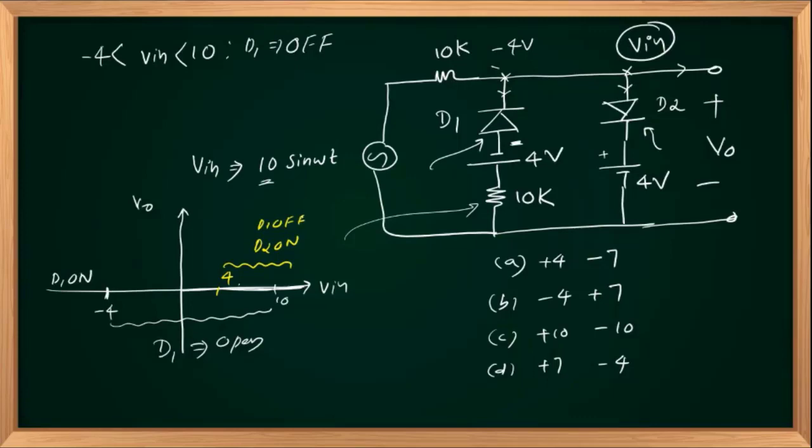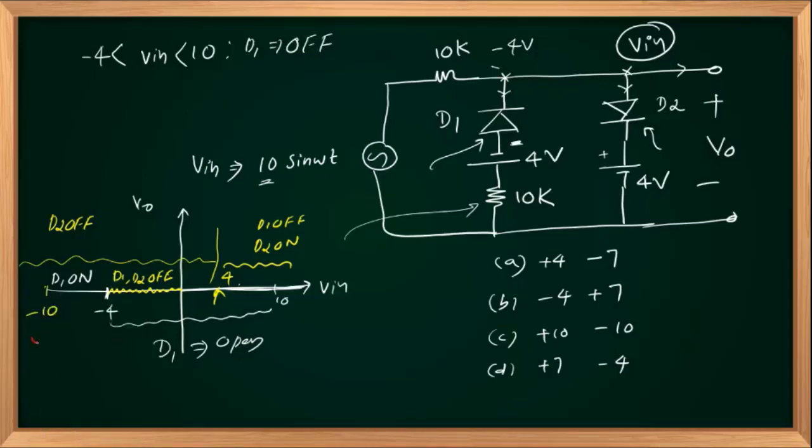Right? And if Vin is less than 4 volts, or minus 10 to plus 4, your D2 will be in off state. So here we are having overlapping regions. In this region here, both D1 and D2 are off. D1, D2 are off.